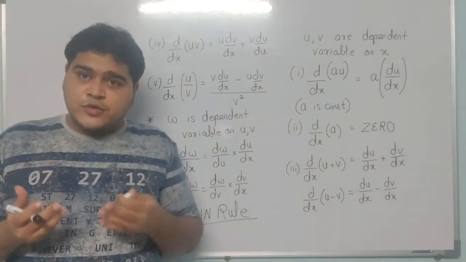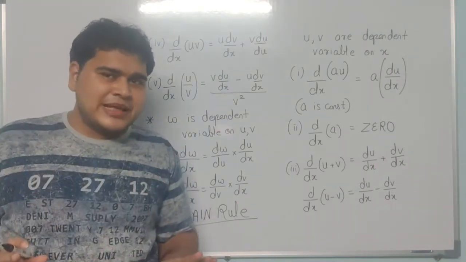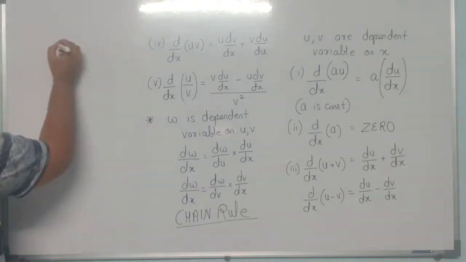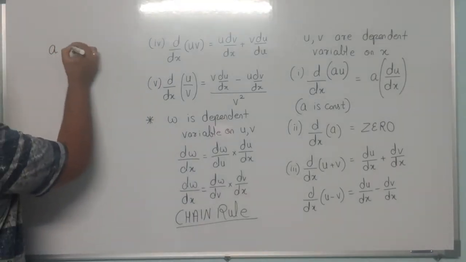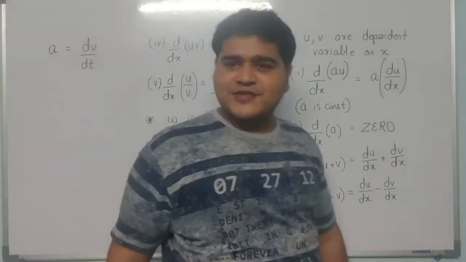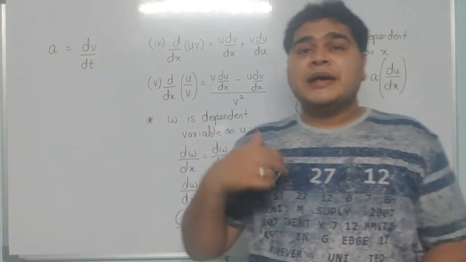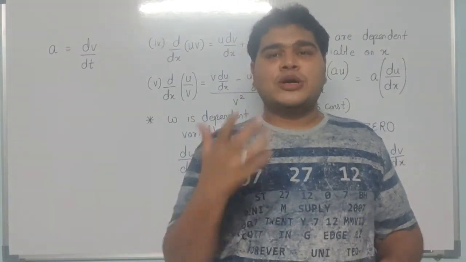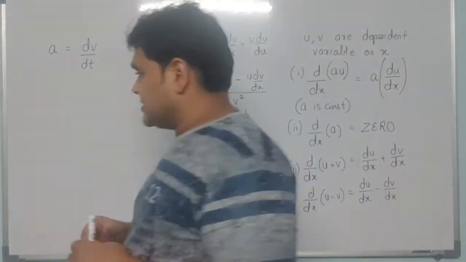Now, where exactly are we going to use this? The simplest example I can give you. Just pay attention. Can I write acceleration as rate of change of velocity? I'm sure many of you know this, right? Acceleration as rate of change of velocity. Now, can I do this?